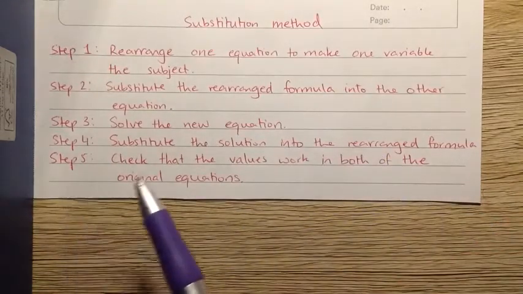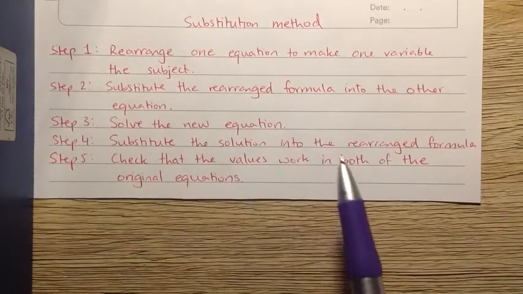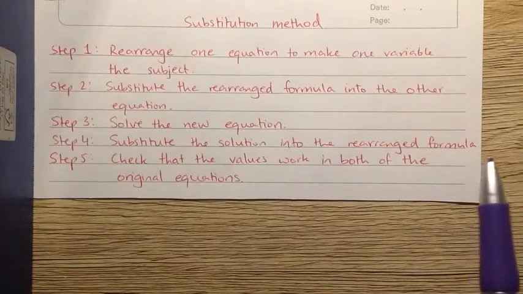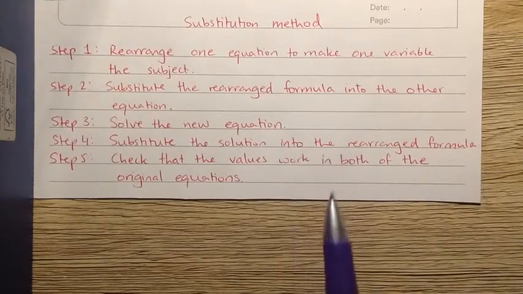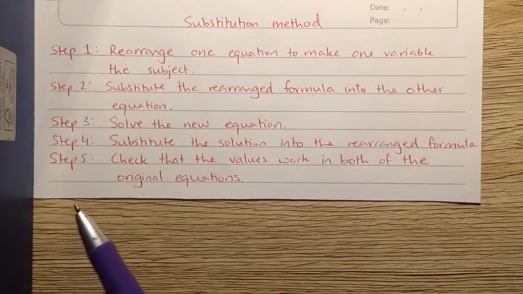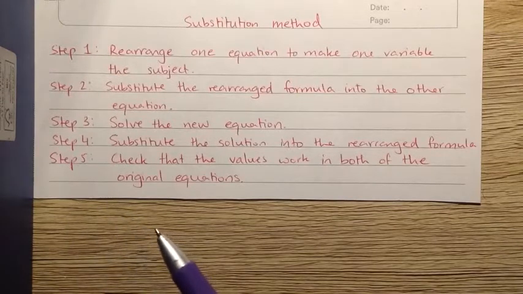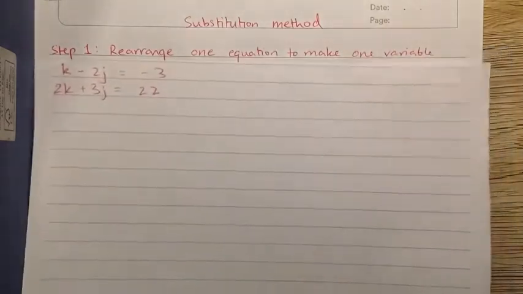And step 4 is substitute the solution back into the rearranged formula so we can solve that for the other variable. And step 5 is just a check method to make sure that the values work in both of the original equations. Alright, so let's look at one question here.